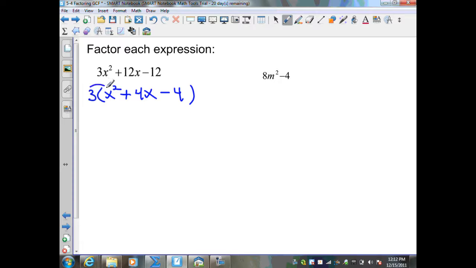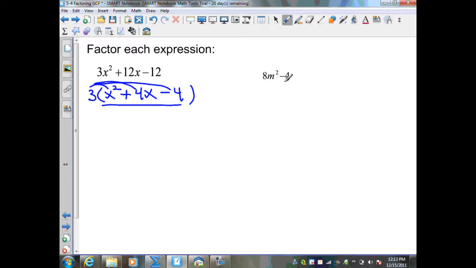If I distribute back in 3 times x squared, I get 3x squared. 3 times a positive 4x gives me 12x. And 3 times a negative 4 gives me a negative 12. Also, something to remember is this. I have 3 terms. And if I have 3 terms in my original expression, I need to have 3 terms inside my set of parentheses. So the number of terms I start with has to be the number of terms that are inside my set of parentheses. Let's take a look at another example.